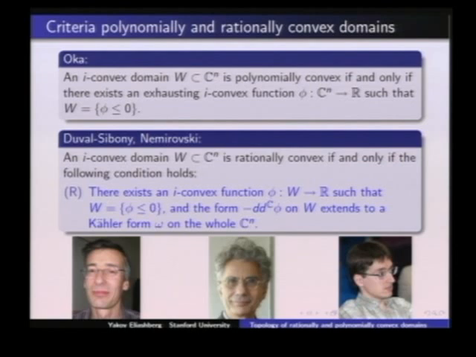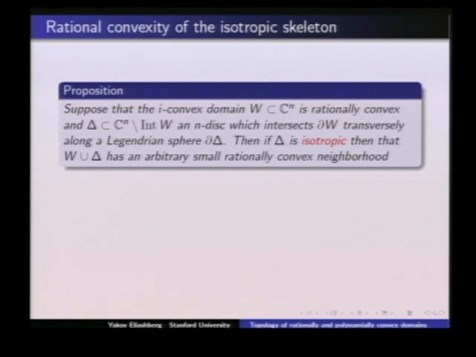Which means, for symplectic geometers, that it extends as a symplectic form which is compatible with the standard complex structure. So this allows us to prove the following proposition. Okay, so I said that in this kind of proof, my proof of the theorem.